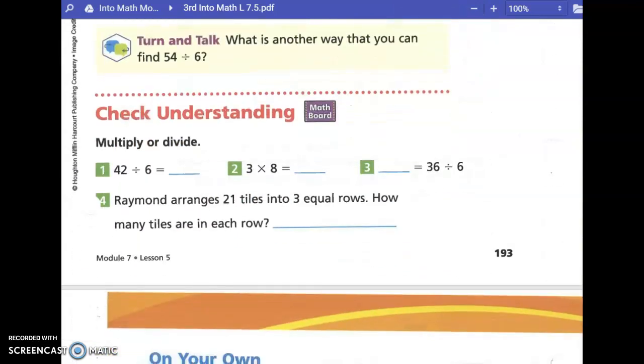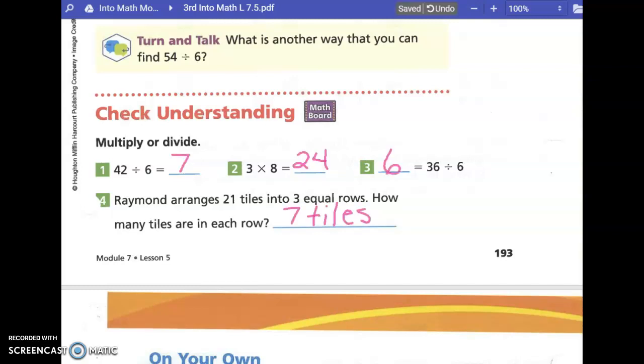All right. You're going to do your check for understanding at the bottom of page 193, all on your own, and then I'll decide if we need to move on. Go ahead and work on it, and I'll stop the video if you're watching it. Do your work and then come back and check.